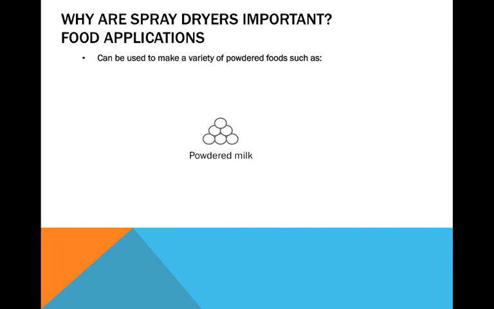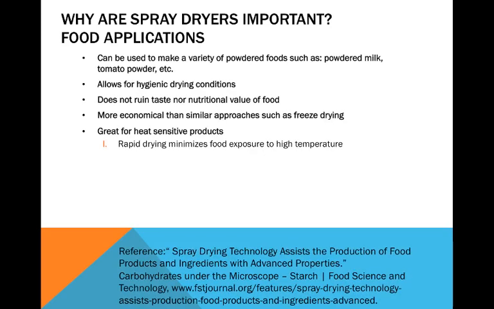Spray dryers also have important uses in the food industry. They can be used to make food products such as powdered milk, tomato powder, and dehydrated water. Spray dryers are used in the food industry because they are great for turning liquid into solid particulate with no extra work involved. They allow for hygienic drying conditions, do not ruin taste or nutritional value of food, and it is more economical than alternatives such as freeze drying.